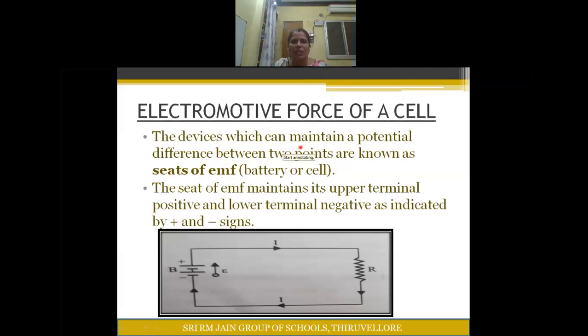So the devices which can maintain a potential difference between two points are known as seats of EMF. Normally they are a battery or a cell. And we know that the seat of EMF maintains its upper terminal positive and lower terminal negative, and they are represented by positive and negative signs. I explained the positive electrode and the negative electrode, which in the electrolytic cell are immersed in the electrolyte, and what is happening inside the cell, everything I explained already.